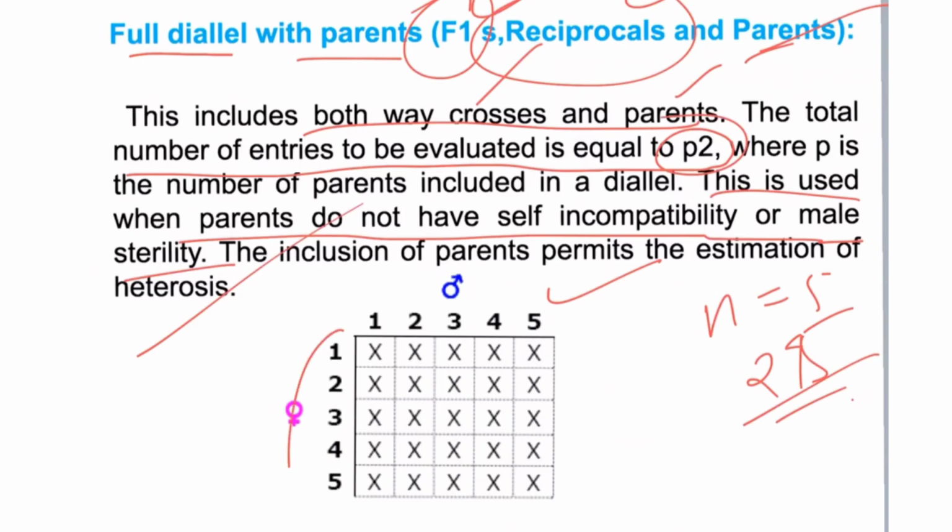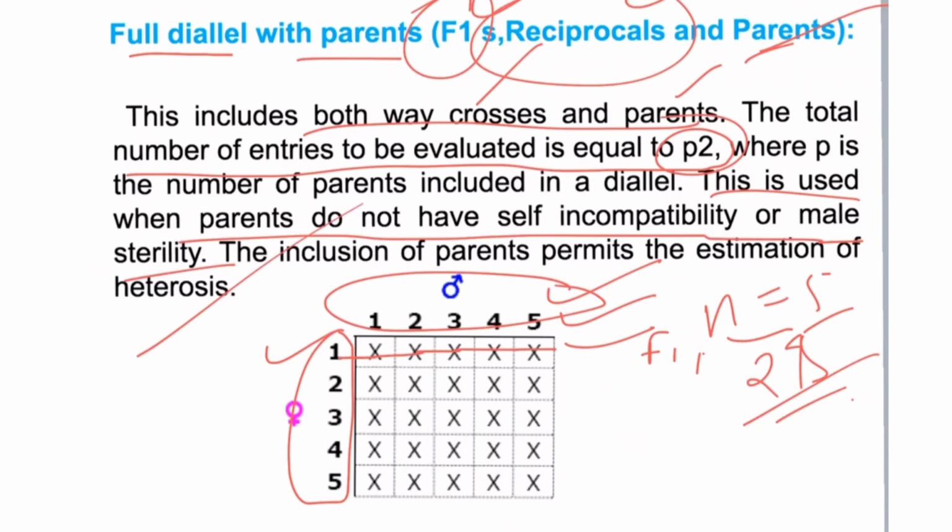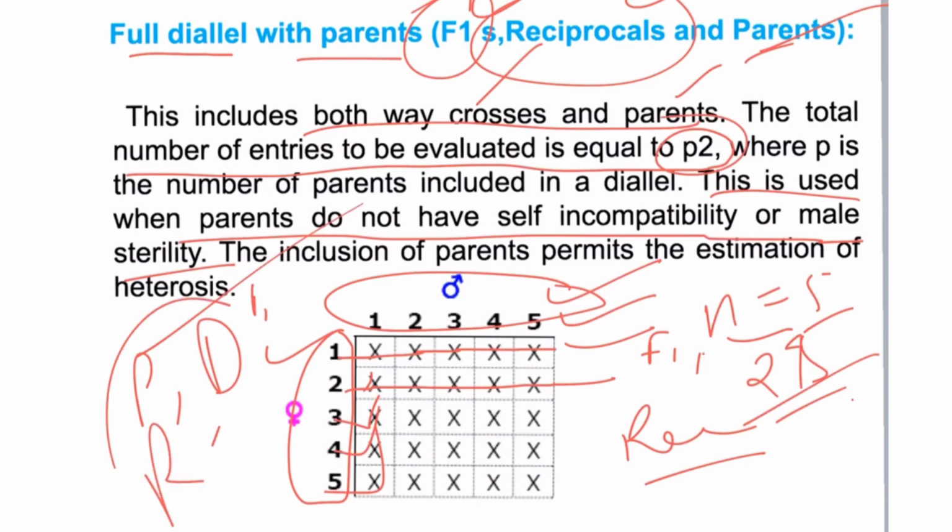In this one, these 5 act as females, and these 5 act as males. Now 1 is crossed with all these 5: 1 is crossed with 1, 2, 3, 4 and 5. These are the F1 crosses or direct crosses. Same here, 2 is crossed with 1, 2, 3, 4, 5. If 2 is crossed with 1, and 3 is crossed with 1, 4 with 1, 5 with 1, it means it includes the reciprocals. So parents, direct crosses or F1s, and reciprocals, all three are included in the full diallel.